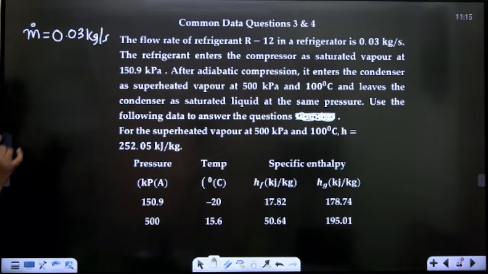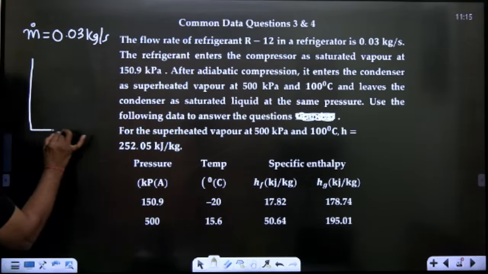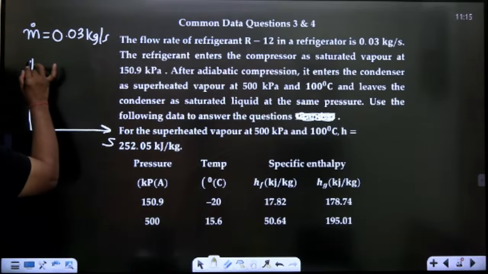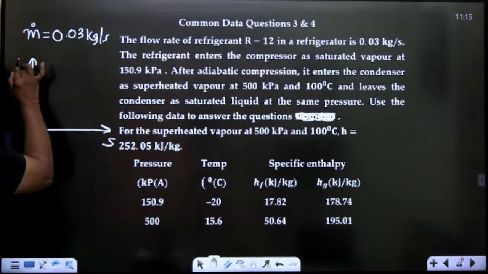Understand the question once, sir. So I will try to plot it on a TS diagram. Look once.